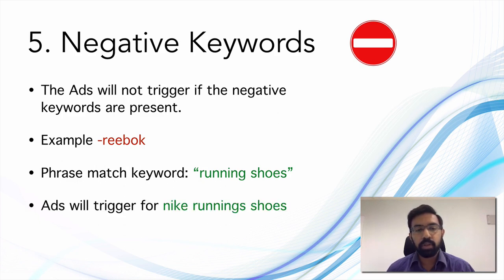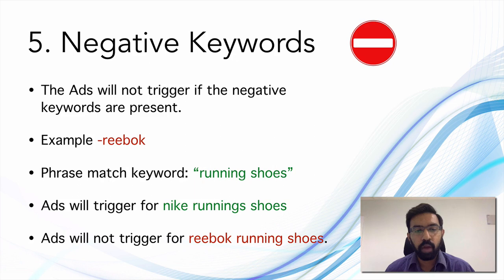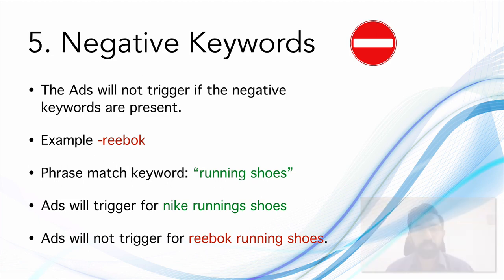If someone is searching for Nike running shoes, the ads will trigger because Reebok is not present in the search. However, even for phrase match, if someone is searching for Reebok running shoes, since we have given the negative keyword as Reebok, and the Reebok keyword is present, the ads will not trigger. So here it makes sense. For example, if Nike is advertising their shoes online and they don't want the ads to show up if other brands are being searched for, then obviously they can include a negative keyword here.